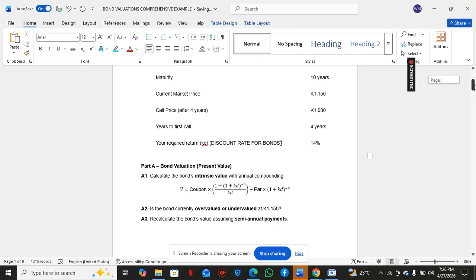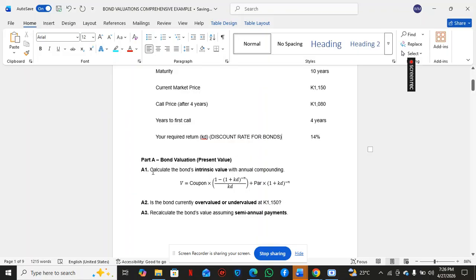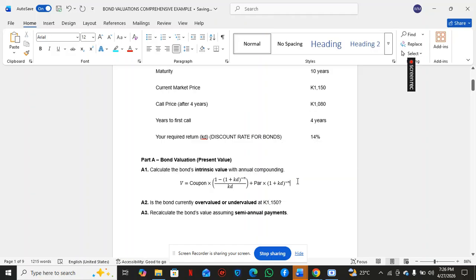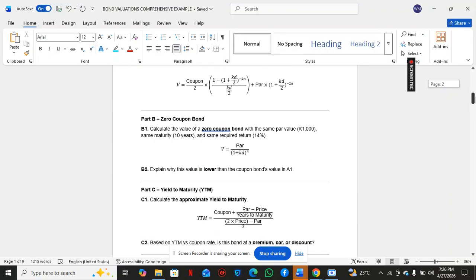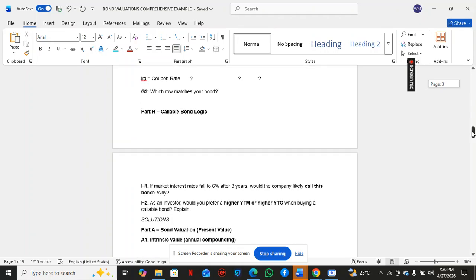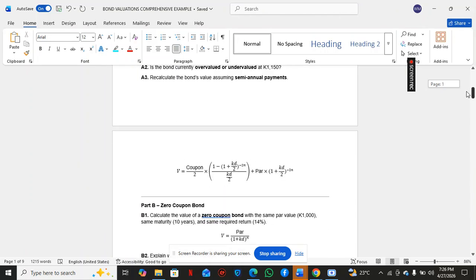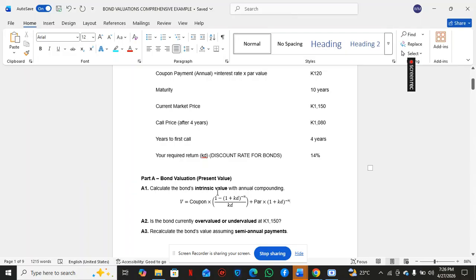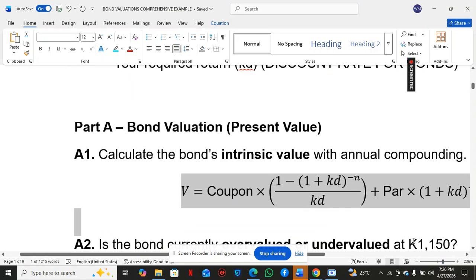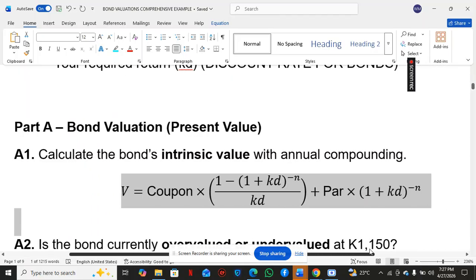So now let's go through. Part A says calculate the bond's intrinsic value with annual compounding. We just want to find out how much this bond is worth. So this is the formula for the value of a bond. Intrinsic value is just how much the bond should be worth, basically.